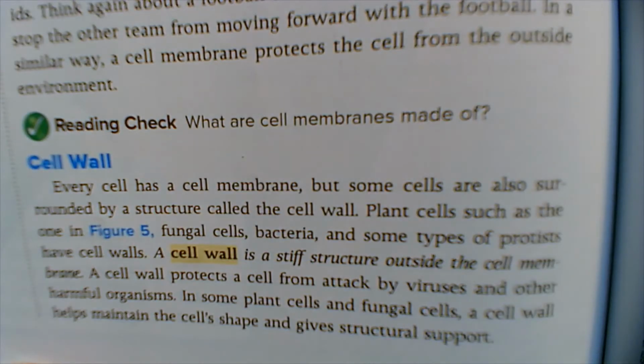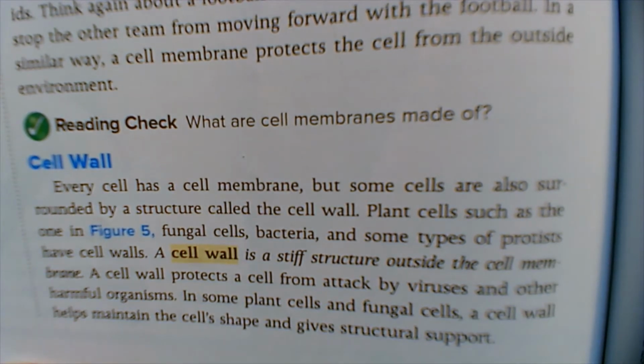Next, let's look at cell walls. Every cell has a cell membrane, but some cells are also surrounded by a structure called the cell wall. Plant cells such as the one in figure 5, fungal cells, like mushrooms and yeast, and fungus would include molds, all have a particular type of cell wall. Some bacteria have cell walls. Some types of protists have cell walls.